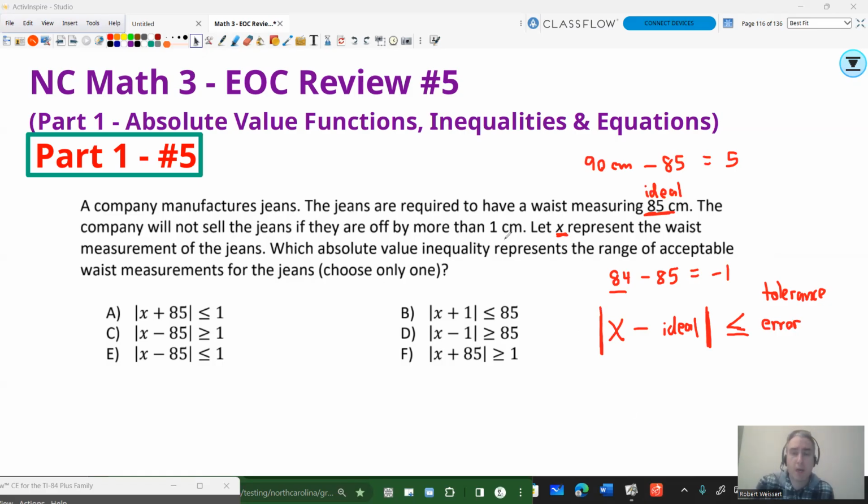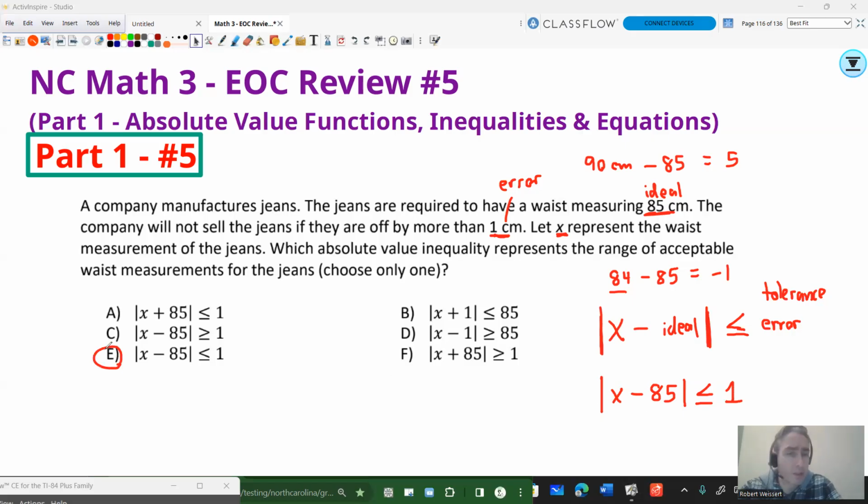So in this problem here, what's my tolerance? How much can I be off by? Well, in this case, it's going to be 1. All right, that's how much I can be off by and still be okay. So when I'm making my inequality, I'm going to say the absolute value of X minus 85 centimeters can be no more than 1 centimeter. That's how I want to set that up. So it's going to be this one right here.